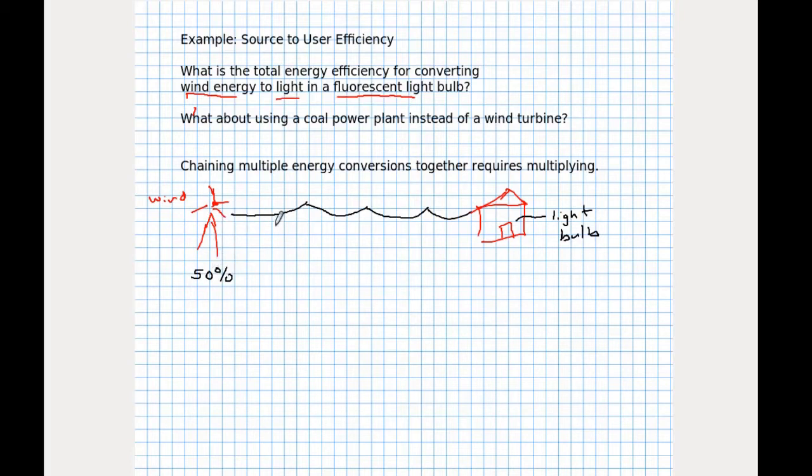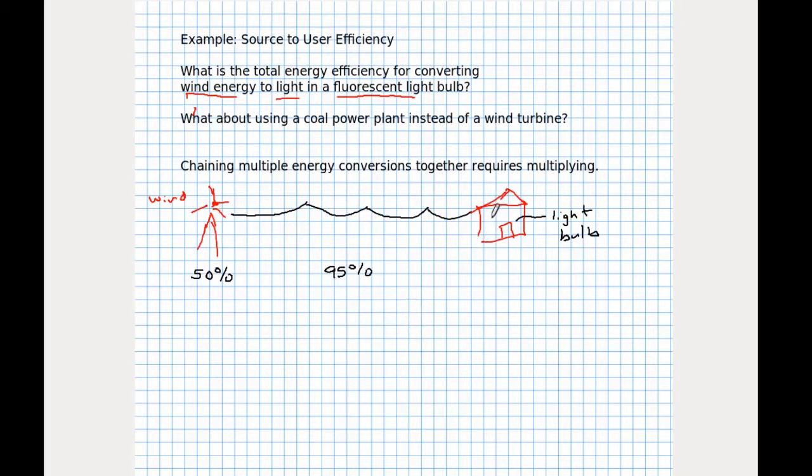Then that energy gets sent down a wire. Electrical transmission lines are actually pretty efficient. They do a pretty good job. For most of them, it's between 90 and 95%. So let's put down that higher number. 95% is the efficiency of the electrical wire connecting the generator to your house.